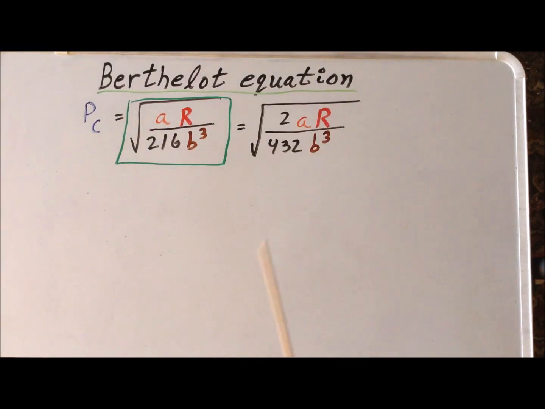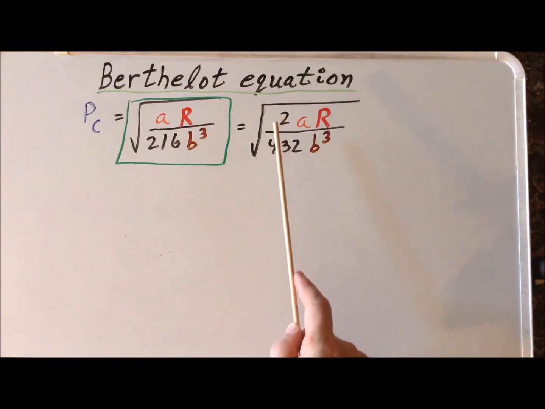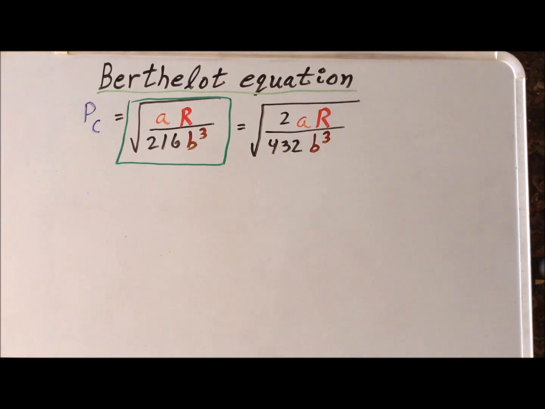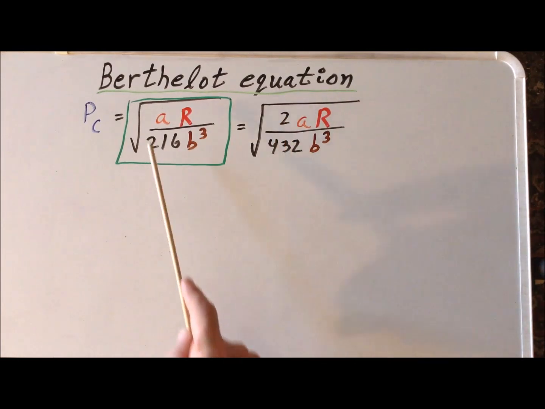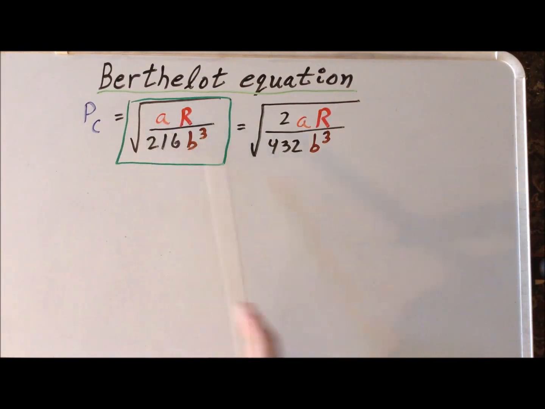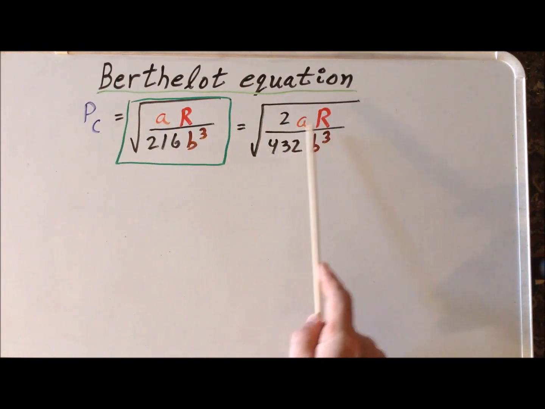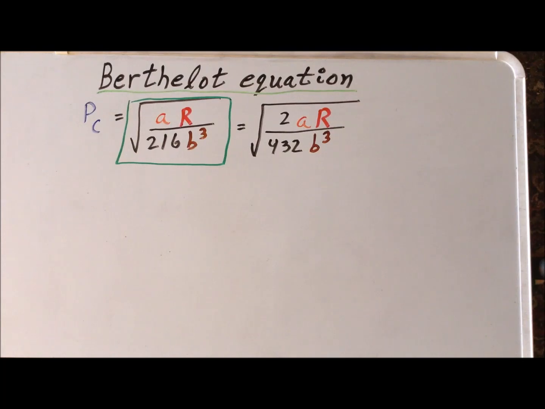The first step is simply to multiply the numerator and the denominator each by a factor of 2. So essentially we just put 2 here and multiply this by 2 to get the square root of 2ar divided by 432 times b cubed. It's not immediately apparent why that is so helpful, but we shall see in a second.